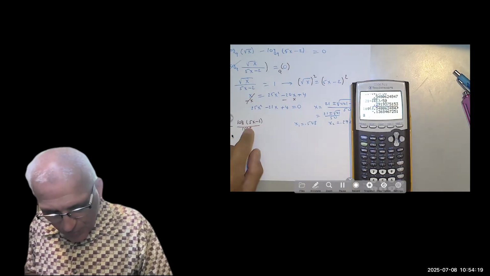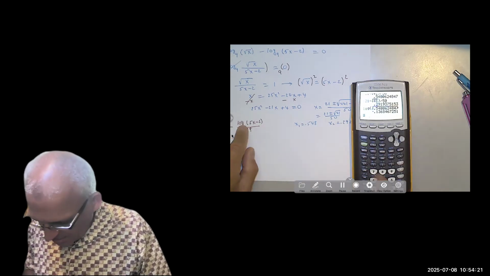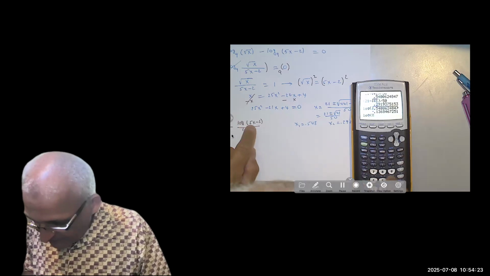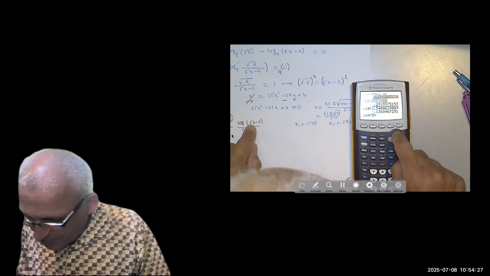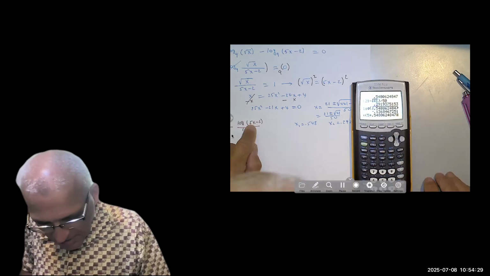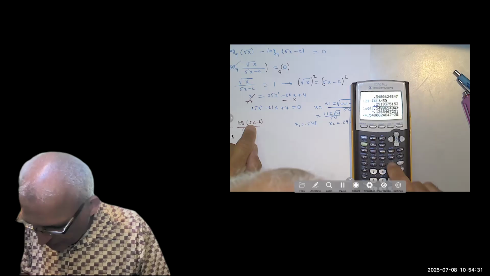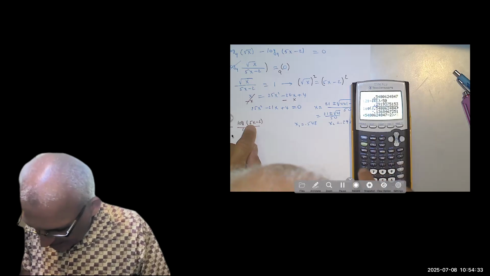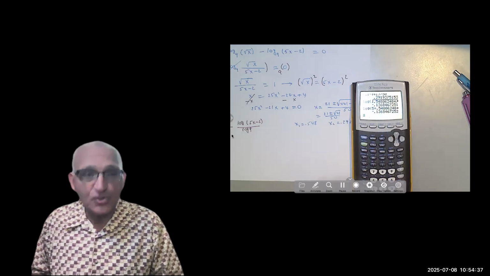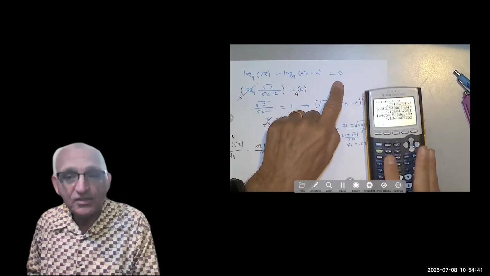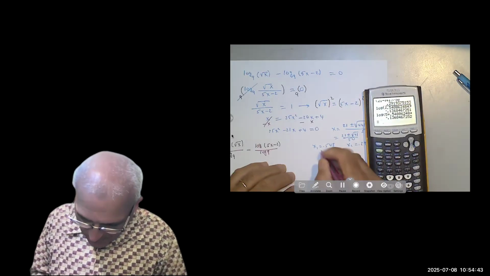Let's take the next one, minus log. So I'm going to take log of 5 times the 0.48 whatever, minus 2, divided by log of 9. And I got the same exact value. So when I subtract them, I will get 0. So the first one is correct.